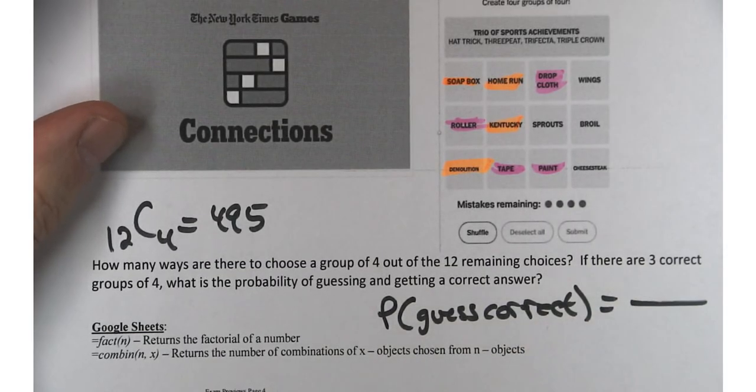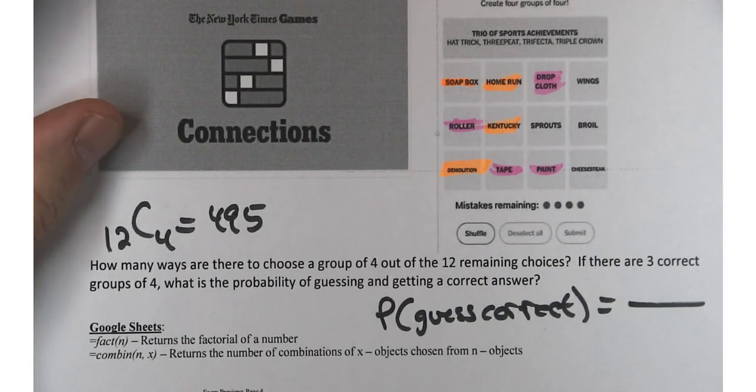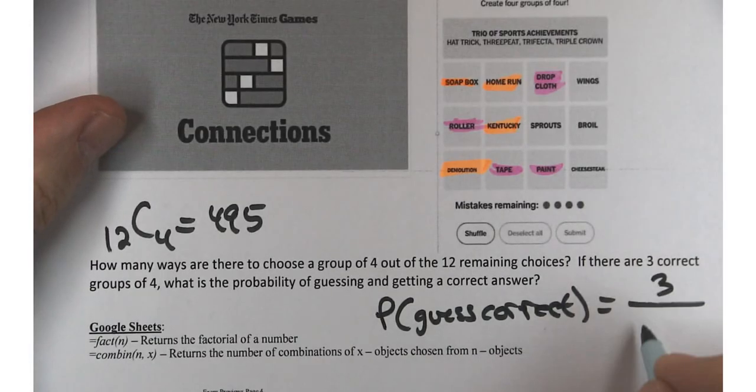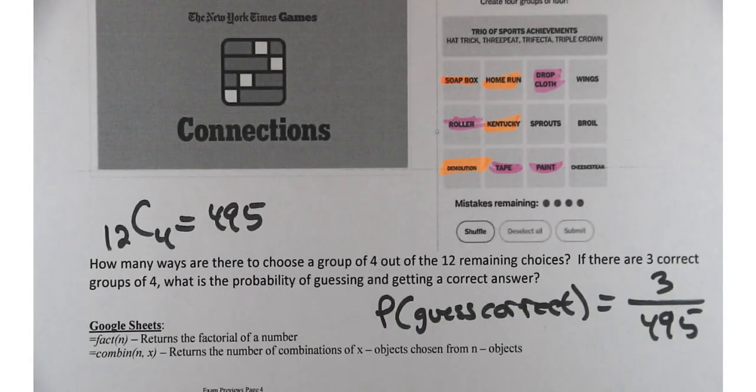Somebody said it back there. 1 over 3? No, somebody else. The 3 out of 495. There's 3 correct groups out of 495 possible groups of 4 that you could guess, so you got a 3 in 495 chance of getting it correct. So, not all that high odds. Awesome. Let's keep going.